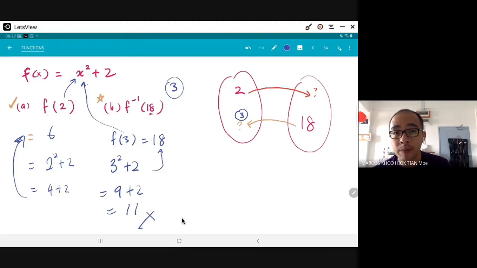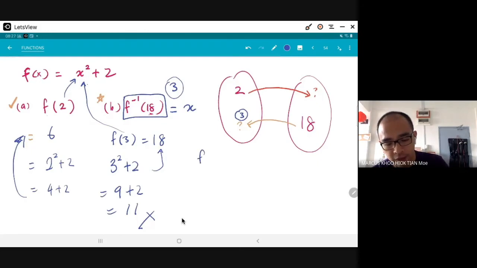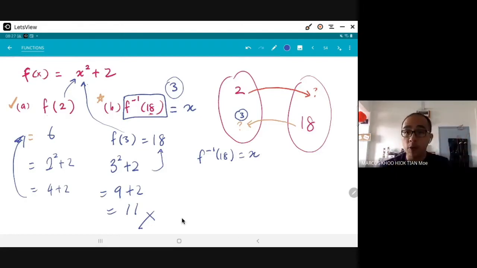Okay, so sometimes kamu kena cuba-cuba. Okay, there is a technique to this. What you can do is you need to be able to see that if the inverse of 18, we need to give it a number, kita panggilnya sebagai X, the original object. So the inverse of 18 is equals to X. Therefore, kalau saya flip it over, saya boleh cakap Fx adalah sama dengan 18.